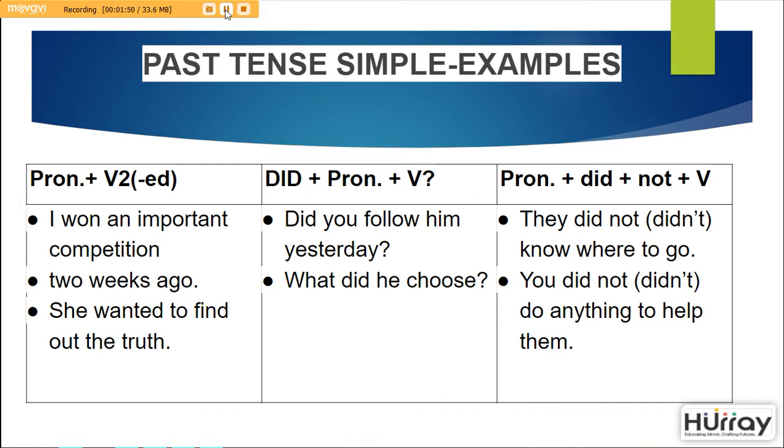What did he choose? And the third one is about a negative connotation, which is a pronoun plus did plus not plus verb. They did not or didn't know where to go, or you did not or didn't do anything to help them.